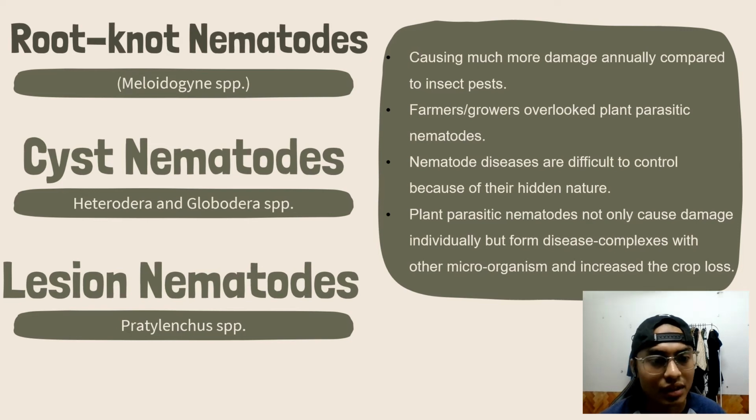Farmers or growers identify insect pests and other constraints as production problems, but often overlook plant parasitic nematodes. Nematode diseases are difficult to control because of their hidden nature and hence more often overlooked. Plant parasitic nematodes not only cause damage individually, but form disease complexes with other microorganisms and increase the crop loss. Also, the symptoms of nematode damage are not specific and resemble the symptoms of other pathogens and abiotic stresses, such as water and mineral deficiency.